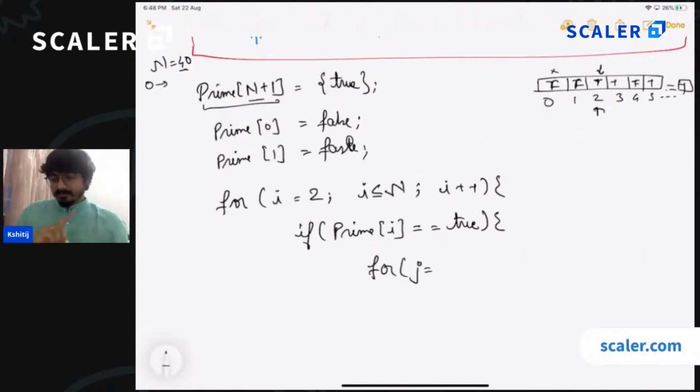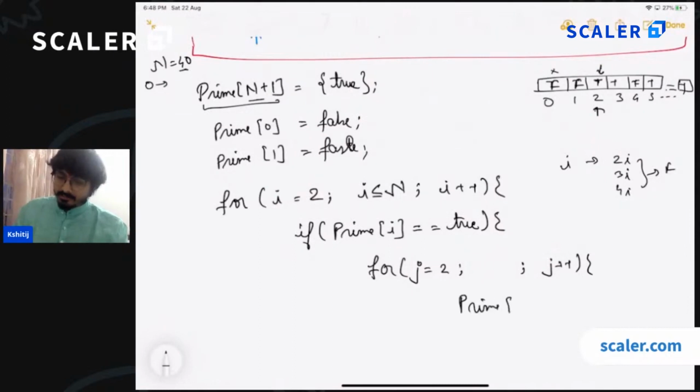So now what we have to do for i, we have to make 2i, 3i, 4i, all these numbers false, right? So we'll quickly run a loop starting from 2, and we'll see till where we have to run this loop, and then do this. We'll say prime of i into j, right? So i is already there. This is our j, right? This has to be false.